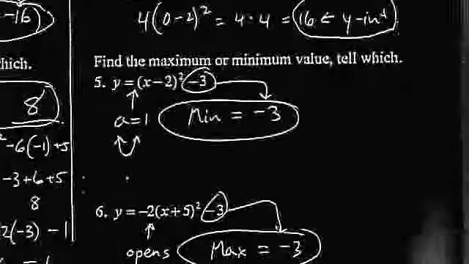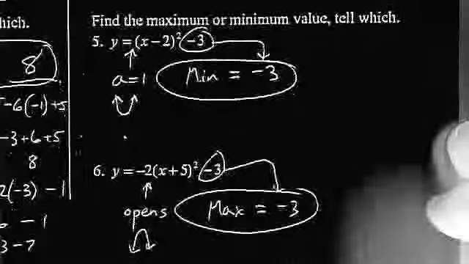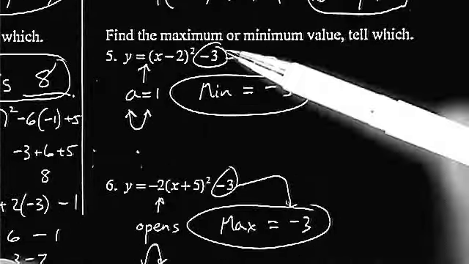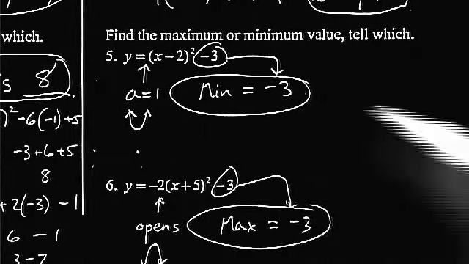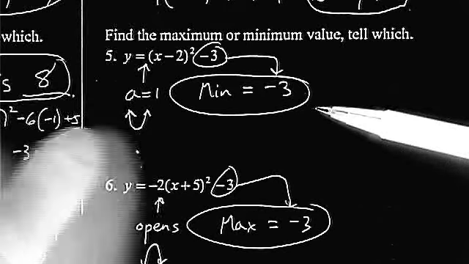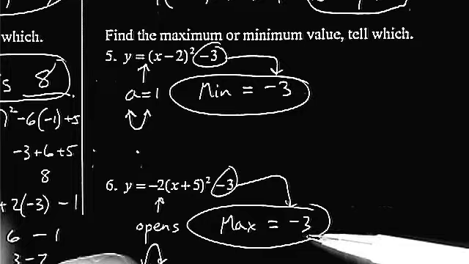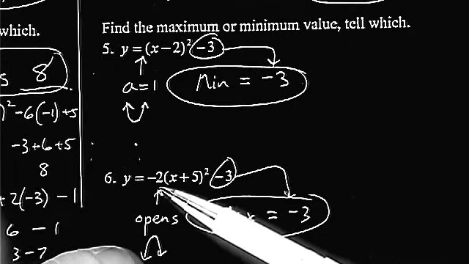Now finding the maximums and the minimums when they're in vertex form, boy, that should be a piece of cake, right? Because the k value is sticking out like a sore thumb on the outside here. In this one it's a minimum because I know it opens up, and this one it's a maximum because I know it opens down based on the a values, right?